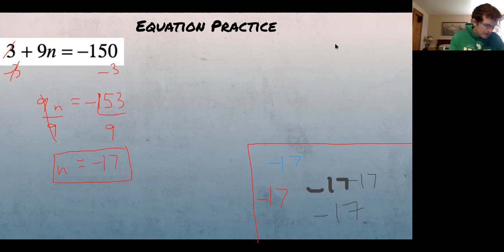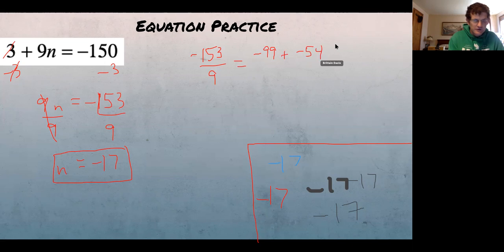So I've got -153 divided by 9, and I don't know what that is. I could do some harder work to try and figure that out. But one thing I can do is I can realize that -153 is the same as -99 plus -54. So I just split that up into 2 different terms. That's divided by 9. And then that's going to be the same as -99 over 9 plus -54 over 9.